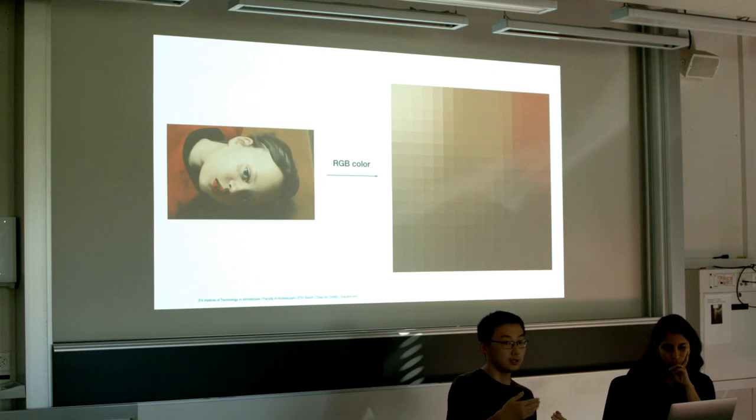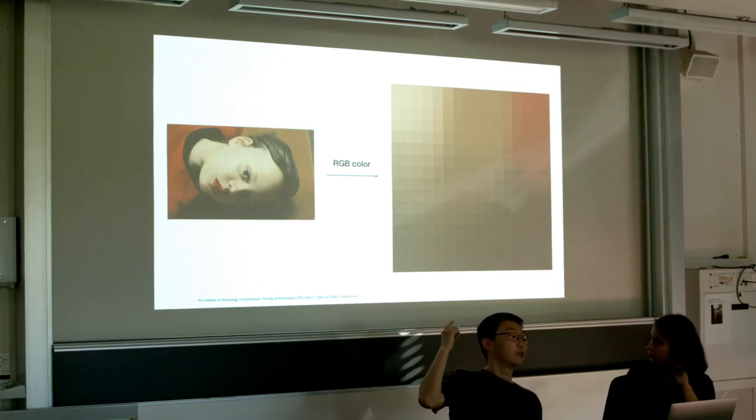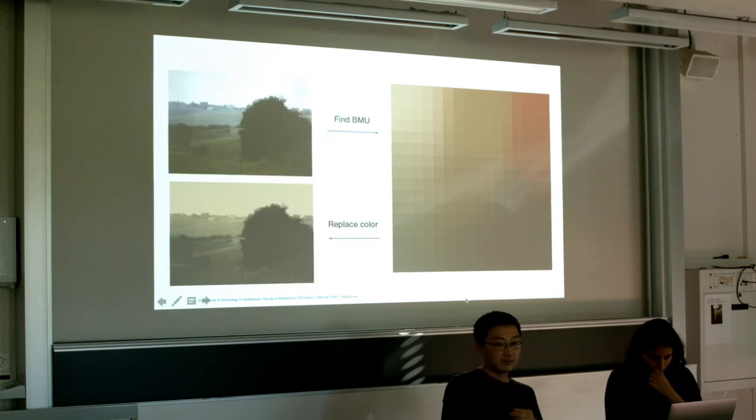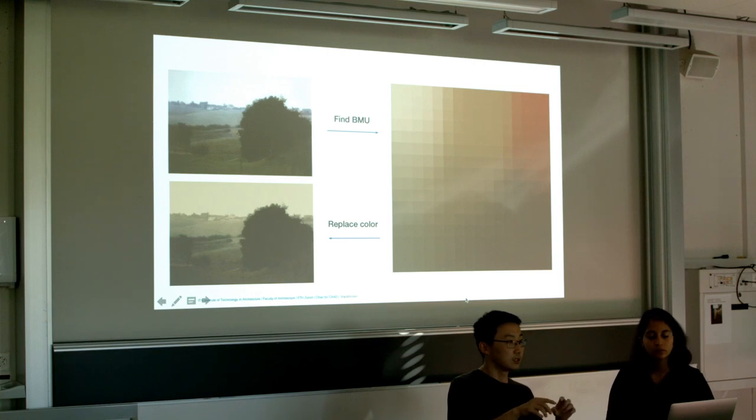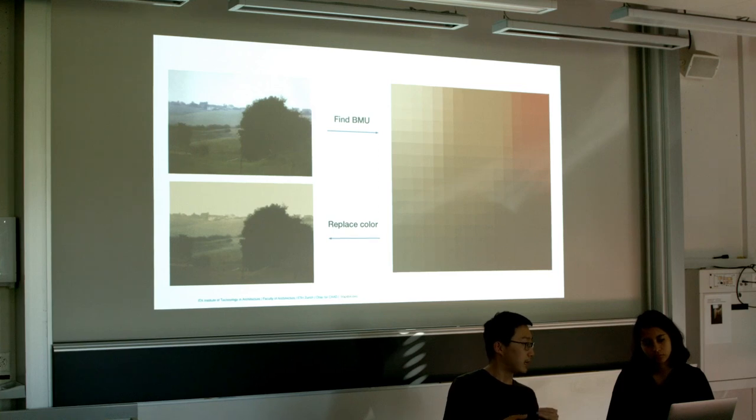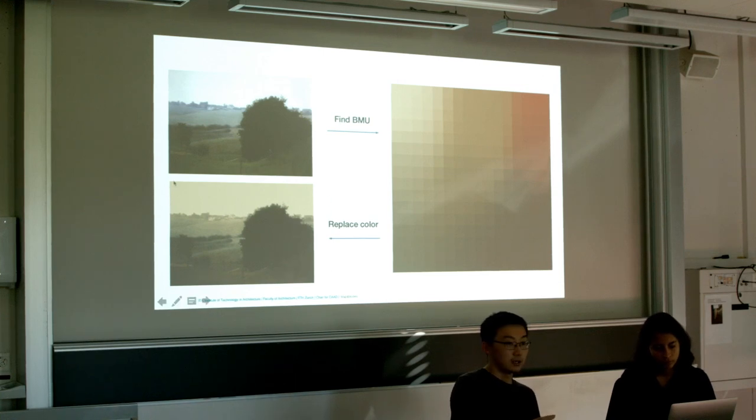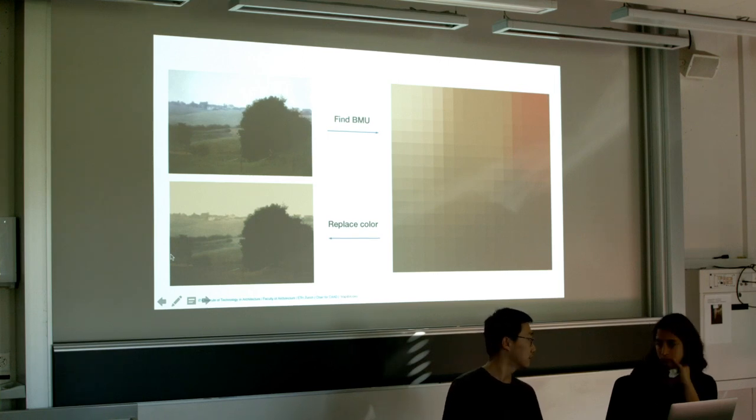After the training, the self-organizing map can be visualized like this, shown on the right. Now, say I have another image. For each pixel of this new image, I simply find the best matching unit in the trained self-organizing map and replace the old color of each pixel with the color of the best matching unit. In the end, this is the result: the new image keeps its content, but the style and the color are changed based on the previous image. So somehow we change the style of the image. This is one example of what a self-organizing map can do.